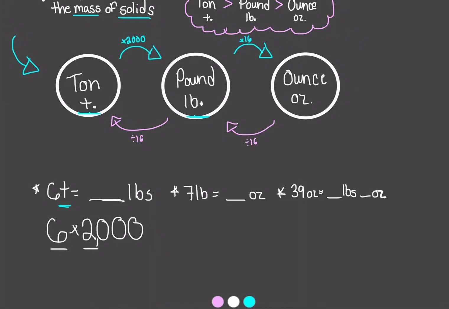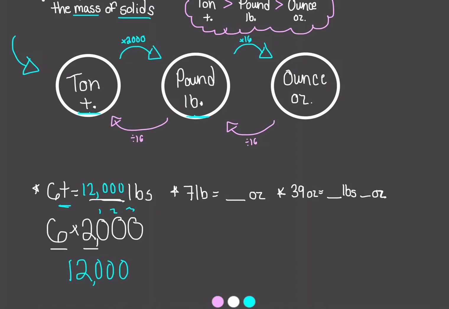6 times 2 is 12. I'm going to put it in blue just to remind you that we're following the blue arrows. And 6 times 2 is 12. There's 1, 2, 3 zeros. So that means there are 12,000 pounds in 6 tons. And that's all you do. Use the flow chart, decide which way you need to go, and then decide if you need to multiply or divide.